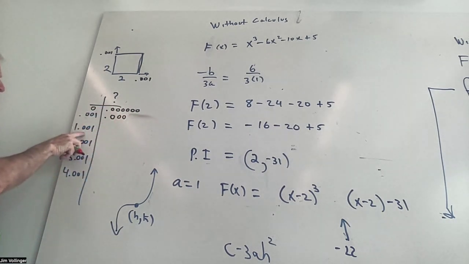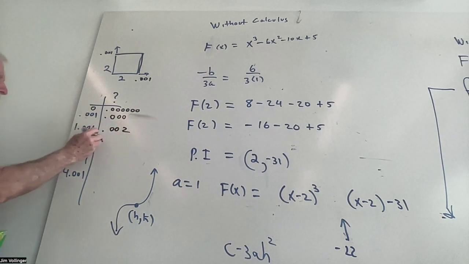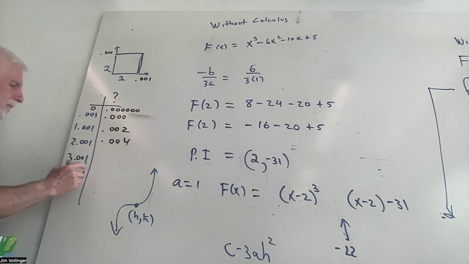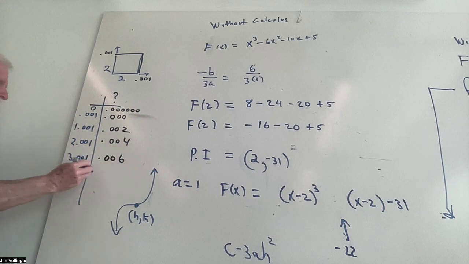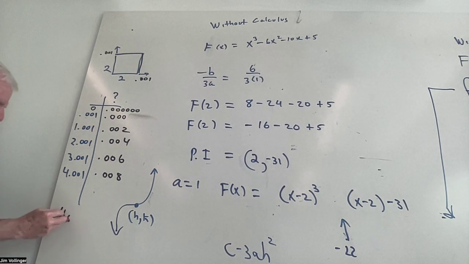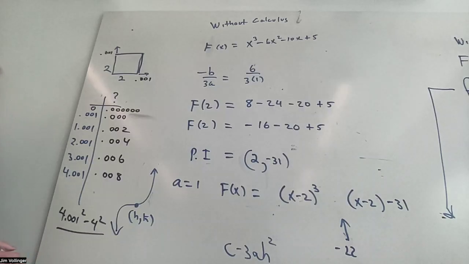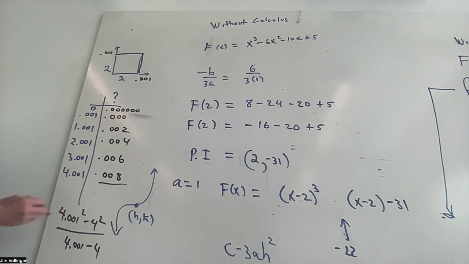Okay, so the first 3 decimal places is what we're after. The first 3 decimal places here will be 0.002. Next one will be 0.004. And the next one would be 0.006. And the last one would be 0.008. So what I did is I did 4.001 squared minus 4 squared over 4.001 minus 4. That's my input. Okay, and this is the change I would get.